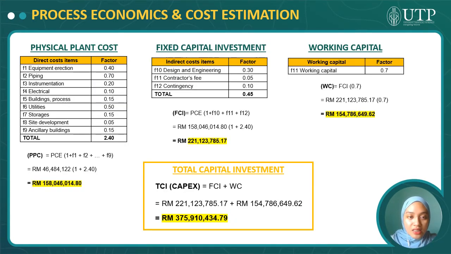Next is the physical plant cost, the fixed capital investment, and also the working capital. After calculating the PCE, we can multiply it by the fluid processing factors as shown here in all these three tables. Then we can total up the fixed capital investment and working capital to get the total capital investment, which is 375 million ringgit.